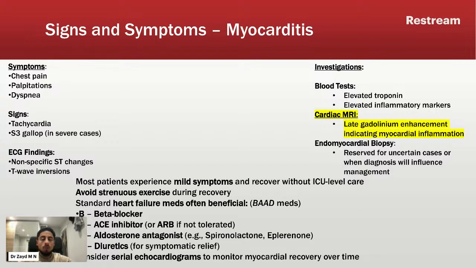First thing you do, of course, blood tests. You see elevated troponins and elevated AFMs. And the gold standard is actually a cardiac MRI. Okay, so the late enhancement in the contrast gadolinium would be indicative of myocardial inflammation. Again, you can do an endomyocardial biopsy, but this is really reserved for quite uncertain cases. Usually, a cardiac MRI is more than enough to diagnose this condition.